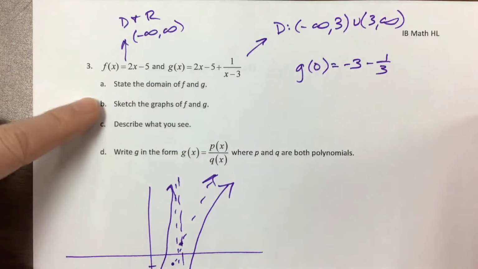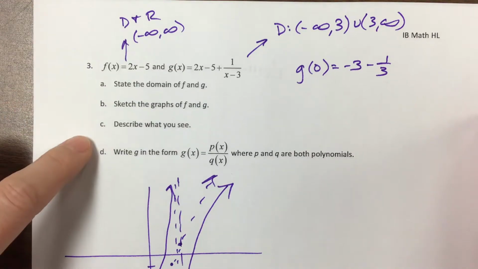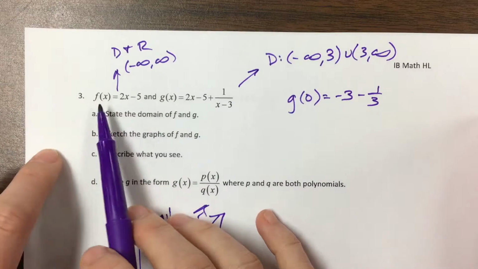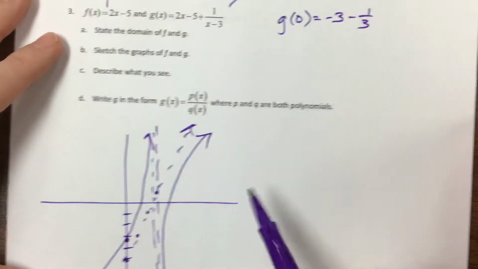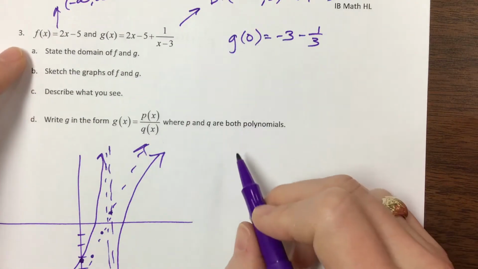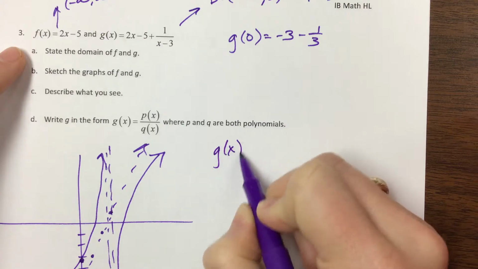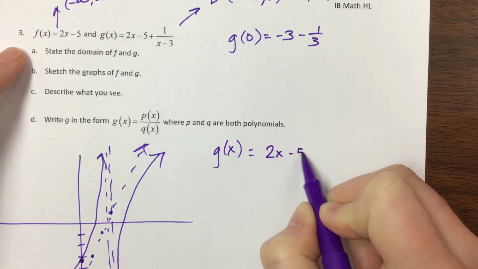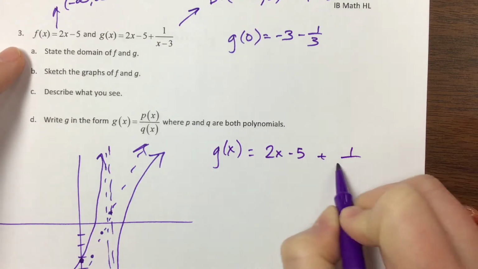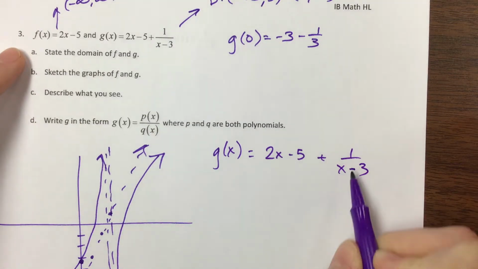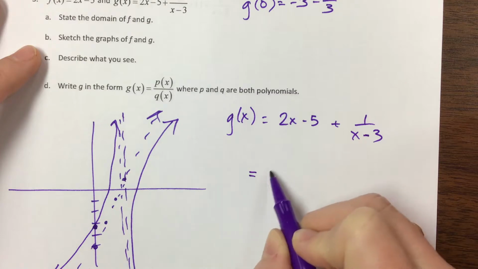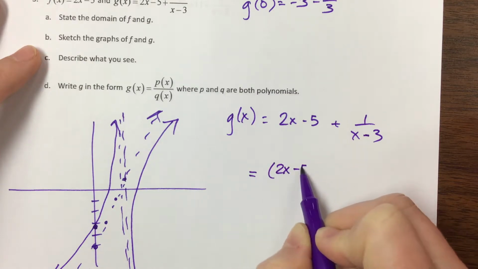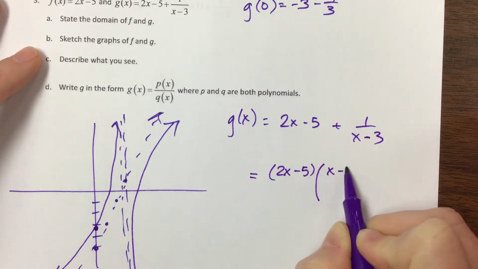Okay, so I've sketched those graphs. Describe what I see. Well, what I saw was that f of x was an asymptote for g of x. And then what they want us to do is take g of x, which is 2x minus 5 plus 1 over x minus 3, and basically get a common denominator. So I'm going to say, okay, well, 2x minus 5 all needs this denominator of x minus 3.